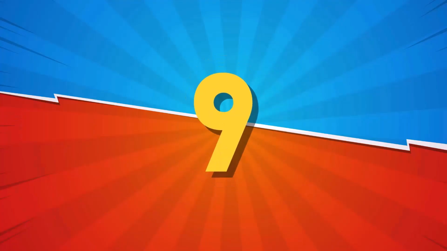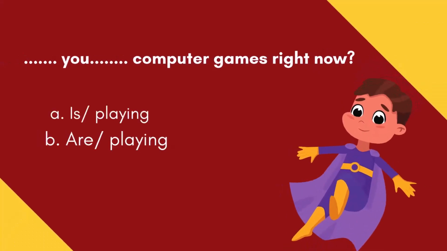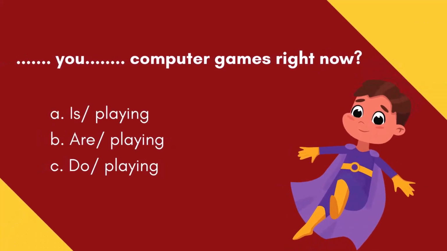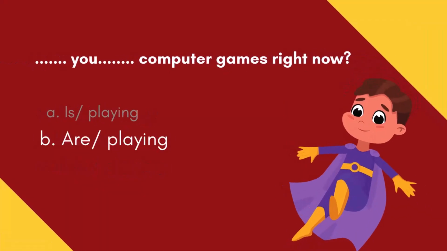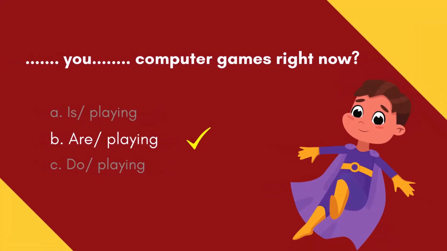Number 9. Dash. You dash computer games right now. A. Is playing. B. Are playing. C. Do playing. Answer is B. Are playing.